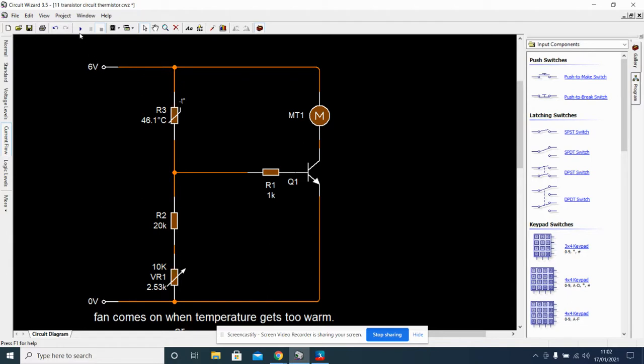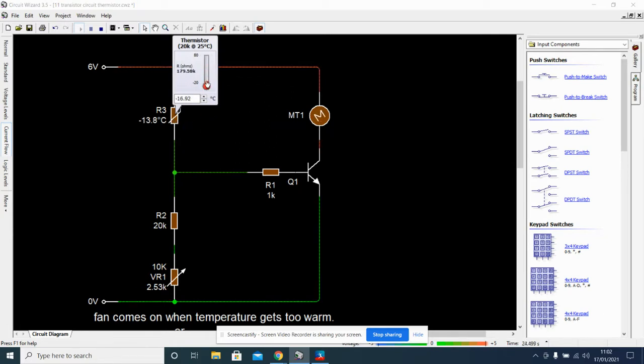So let's have a look at this circuit here. We have our potential divider here, which we can control V out along this rail here into our transistor. The fan comes on when the temperature gets too hot. In this scenario here, the fan is on, so let's see what our temperature is. It's 46 degrees. So let's start with our temperature down low.